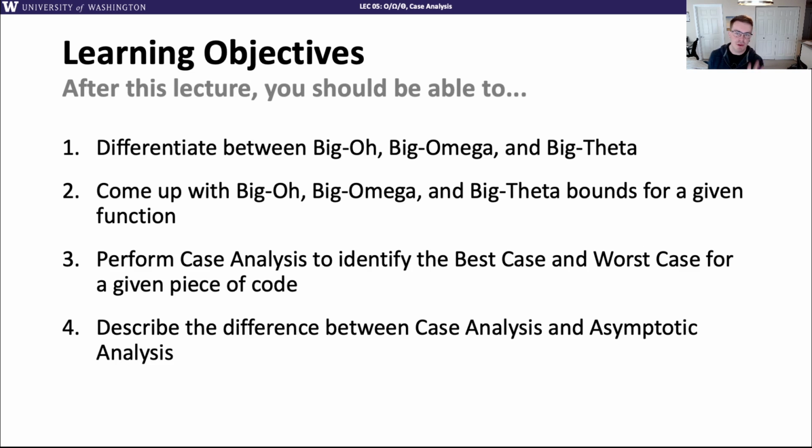So I want you to be able to differentiate between big O, big omega, big theta, come up with big O, big omega, big theta bounds for a given function, perform case analysis to identify best case and worst case, and describe the difference between case analysis and asymptotic analysis. So this video is going to really focus on those big three, big omega, big O, and big theta. And the next video is going to talk about this thing called case analysis.